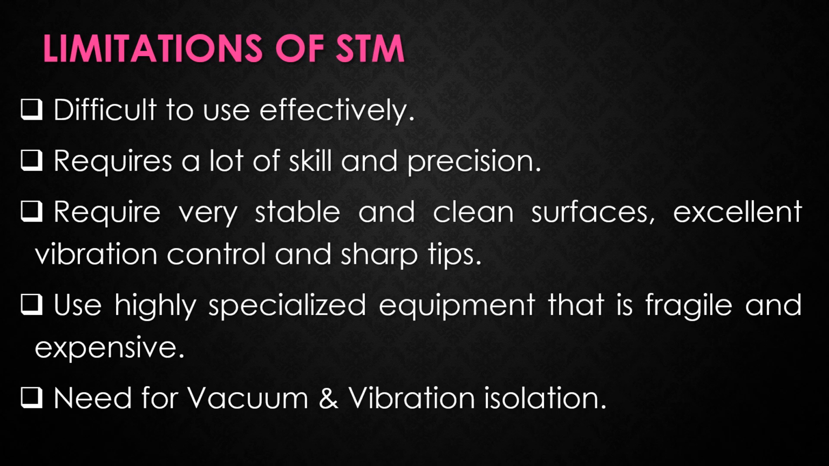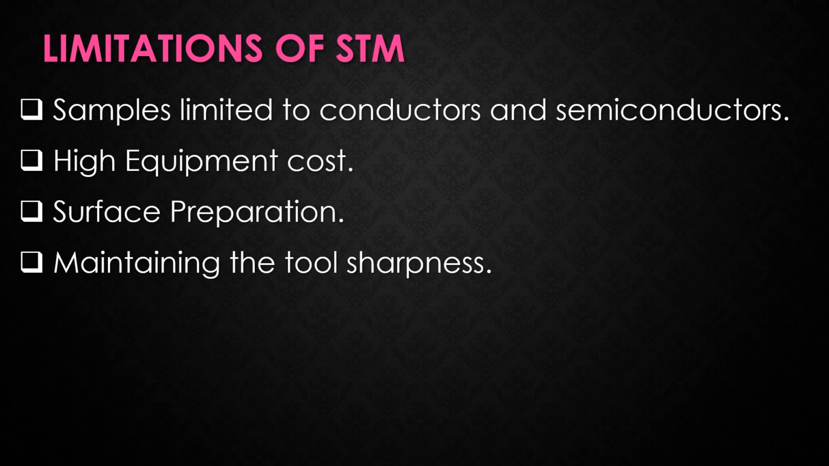Finally, limitations of the scanning tunneling microscope. It is difficult to use effectively, and it requires a lot of skill and precision. It requires very stable and clean surfaces, excellent vibration control and sharp tips, and it uses highly specialized equipment that is fragile and expensive. It needs vacuum and vibration isolation. The samples are limited to conductors and semiconductors, and high equipment cost, surface preparation, and maintaining the tip sharpness are very tough. These are all the limitations of the scanning tunneling microscope.